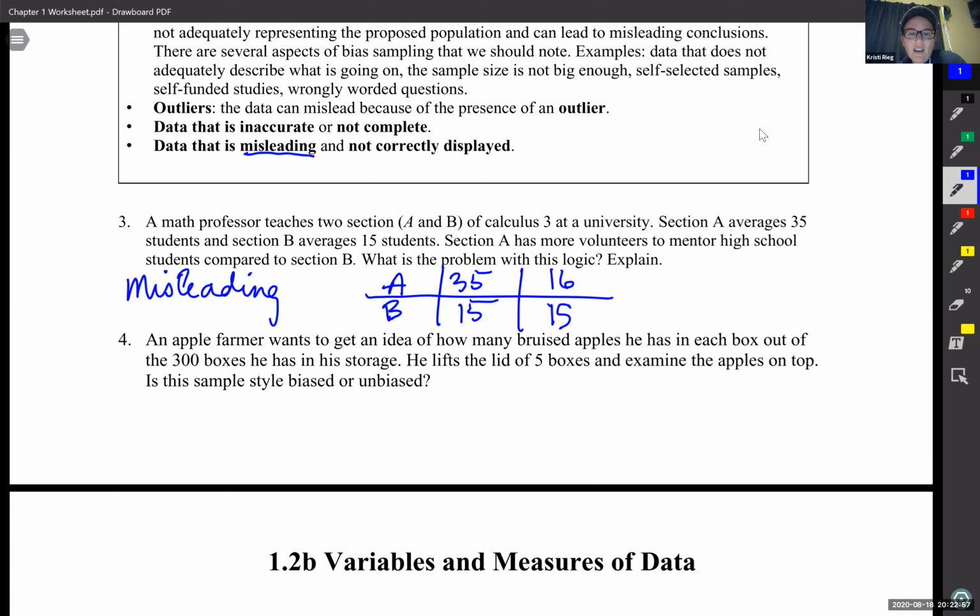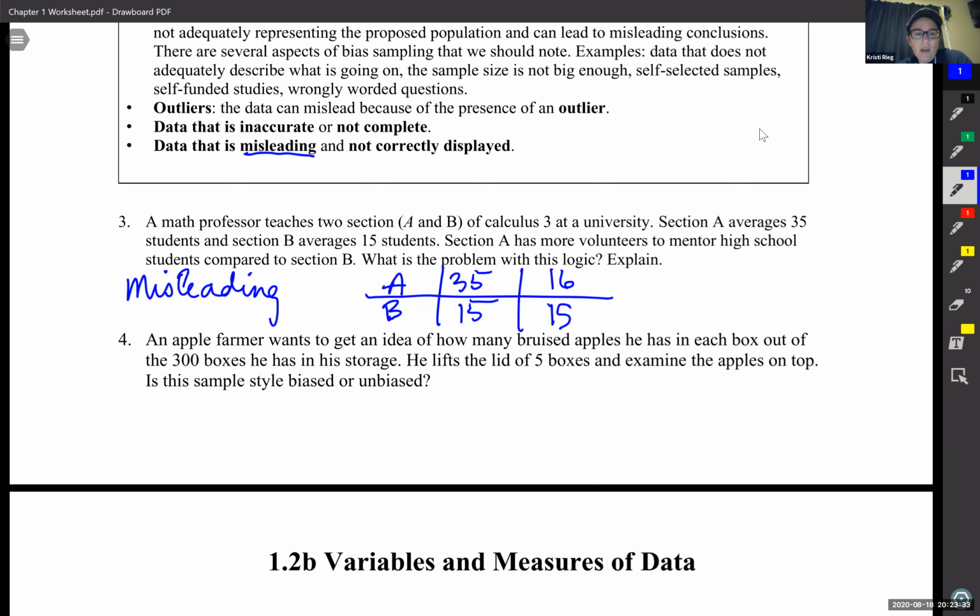But if you look at the data, we see that less than half of section A is volunteering, whereas 100% of section B is volunteering. They just didn't have as many people. So that's the problem. I explained it with a little chart instead of words because I was running out of space. This first chapter is a "don't believe everything you read" chapter, introducing you to statistics so you can see how misleading they can be. Or, like we see up above, it's inaccurate, not complete, or not correctly displayed.